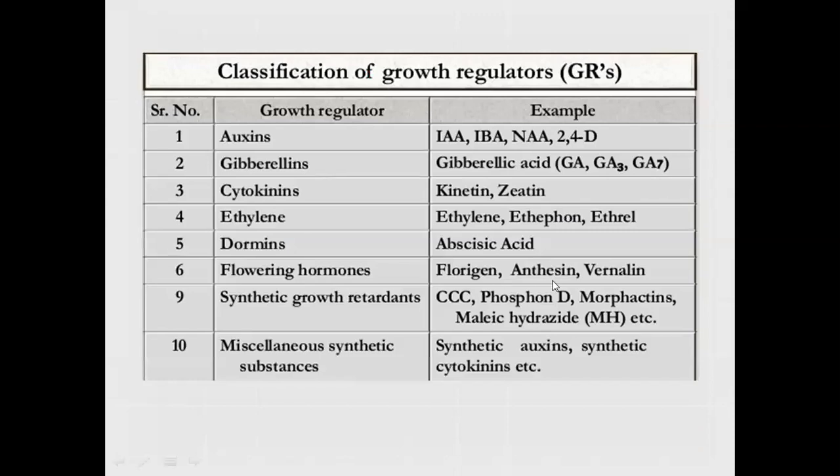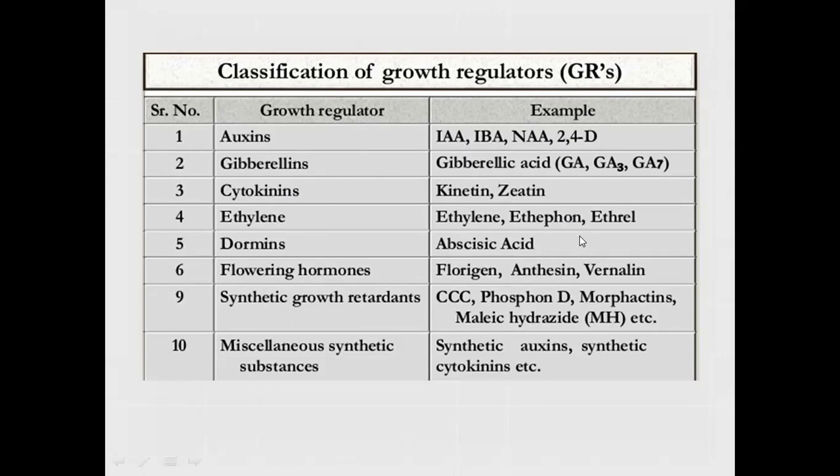So first, at a glance, you can see the terms we frequently use: IAA, IBA, NAA, 2,4-D, GA, GA3, GA7, kinetin, GA10. What are these things? These are examples of plant growth regulators. First, the most important is auxin. Auxin is a growth regulator, and examples are indole acetic acid, indole butyric acid, naphthalene acetic acid, 2,4-dichlorophenoxyacetic acid. In case of gibberellin, it is gibberellic acid, GA3, GA7. Cytokinin is kinetin and zeatin.